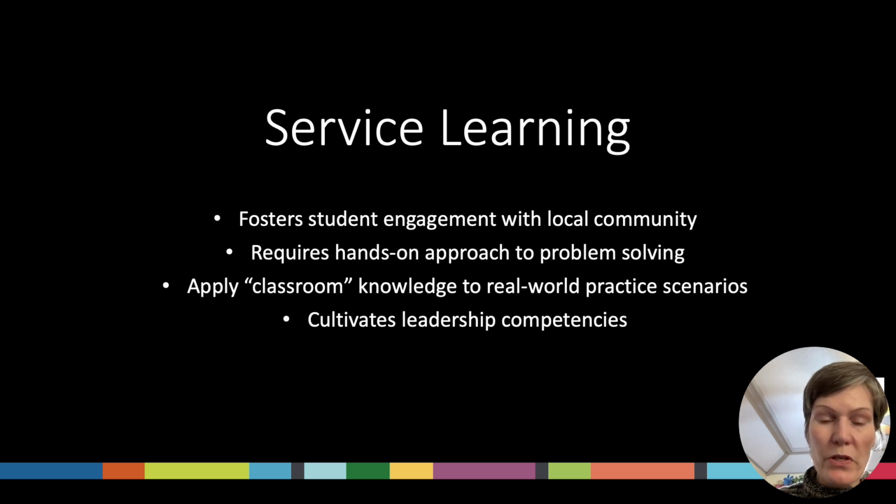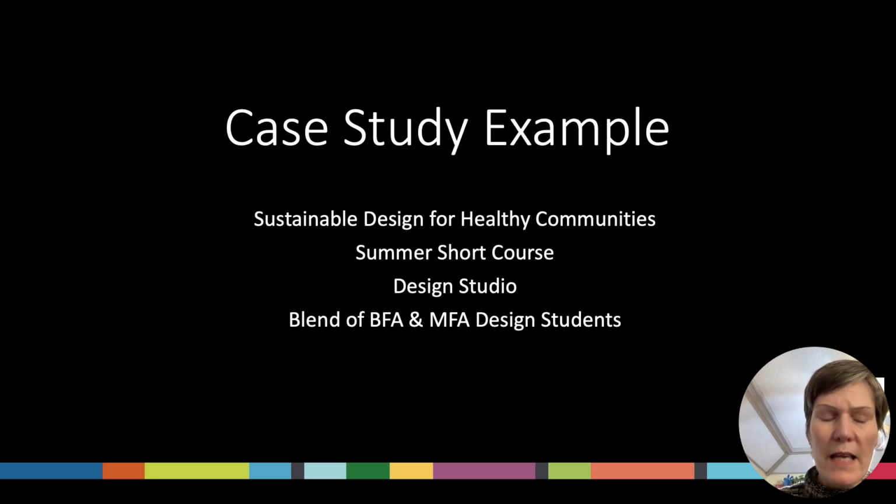Service learning also fosters student engagement with local community. It requires a hands-on approach to problem solving. It takes the students out of their classroom and into the community, applying classroom knowledge to real-world practice scenarios, and cultivates leadership competencies by allowing the students to take the reins and become the owners of their design future. In this case study example, Sustainable Design for Healthy Communities was a short summer course in our design studio that was a blend of both BFA and MFA design students.